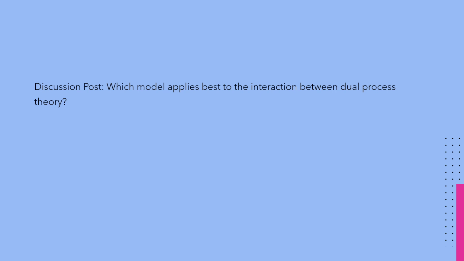We talked about the default interventionist model, where type 1 is default, type 2 comes in where necessary. We talked about the parallel competitive theory, and we also talked about the lawyer-client model, which sees type 2 processes as rationalizing decisions that are made by the type 1 processes, so a much weaker role for type 2 processes. So that's what I want you to think about in your discussion post. Which model applies best to the interaction between them and why?